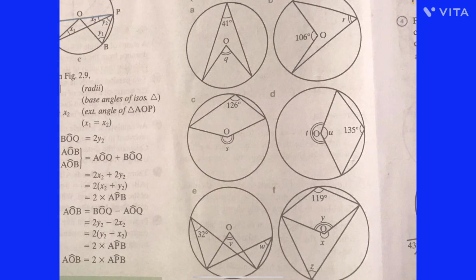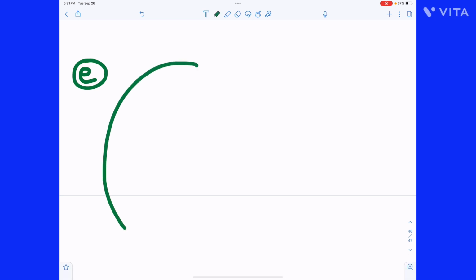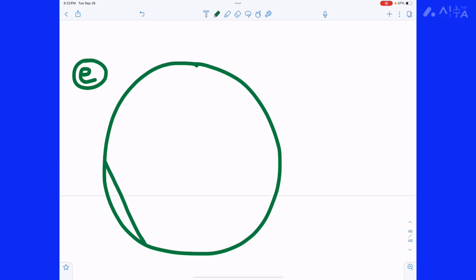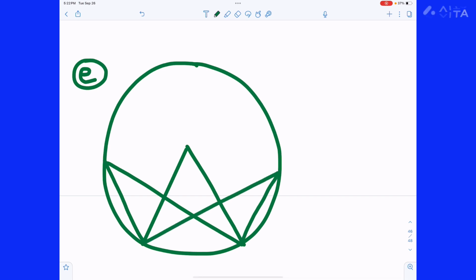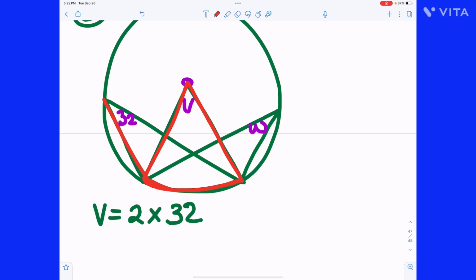Let's go to question E now. Question E. 32, V, W. Okay, that's going to be pretty simple. This is 32. This is V. This is W. This is the center of the circle. From our previous illustrations, V is equal to 2 times 32, because V is on this arc and it is formed at the center of the circle, but on that same arc, 32 is formed at a point on the circumference.